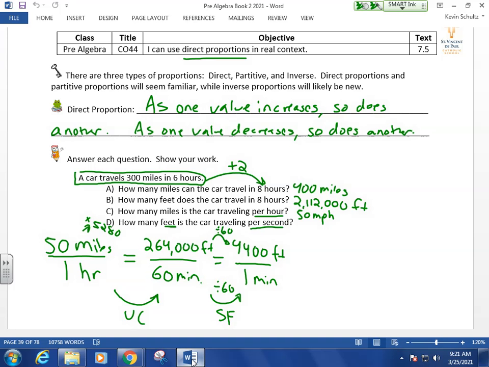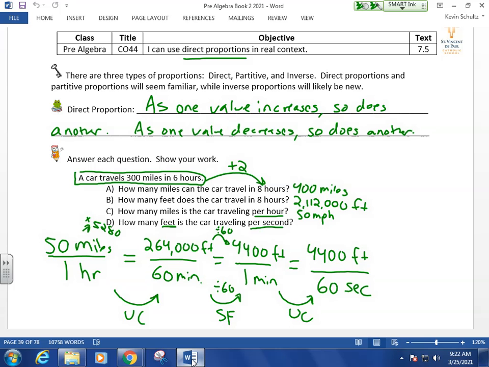Since we just did a scale factor, what comes next? Unit conversion. What are we converting to? Minutes to seconds. 4,400 feet in 1 minute equals 4,400 feet in 60 seconds. Right? We're dropping down a unit now. We're getting close, right? Because we've got our units in feet and seconds, which is what we want.